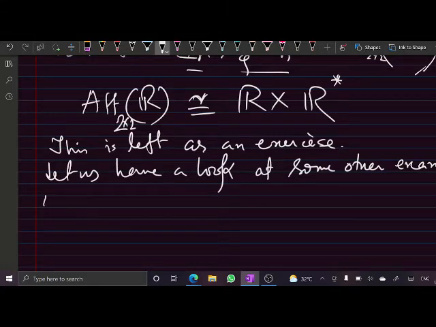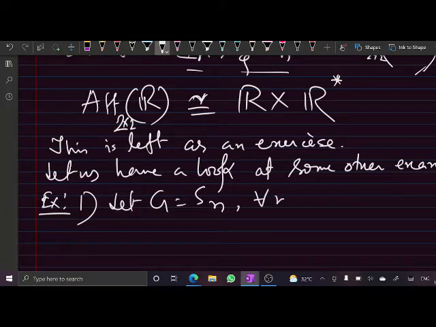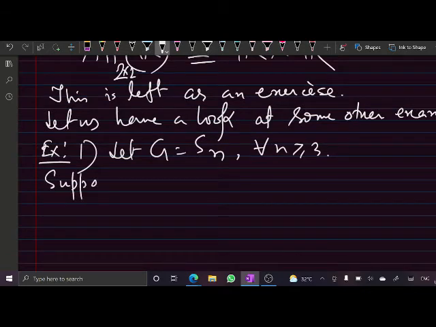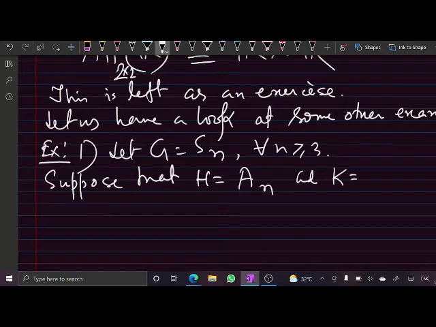Suppose, for example, let G be Sn for all n greater or equal to 3, and suppose that H is the alternating group An and K is the cyclic group of order 2 generated by the transposition (1 2). Okay.